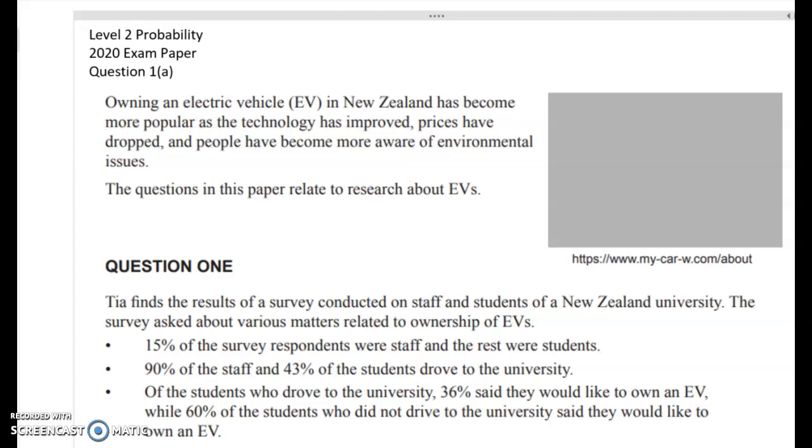Kia ora koutou. I haven't videoed last year's exam papers yet and decided it was time I did that. So here's question 1A from the probability exam. I think it's a really great question that goes over tree diagrams pretty thoroughly. So I'm going to start with this one.